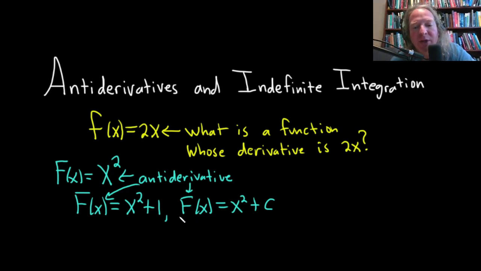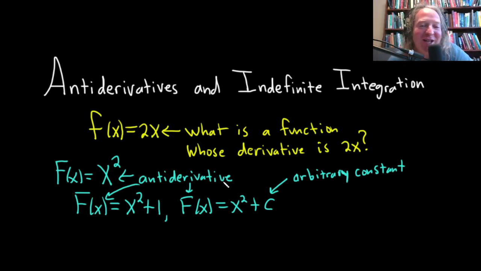This one has a name. This one's called the general antiderivative. And this C here is an arbitrary constant. That's the word we often use. Arbitrary constant, so it could be any number. We don't know. Arbitrary, A-R-B-I-T-R-A-R-Y. Arbitrary constant. So there's infinitely many antiderivatives for 2x.